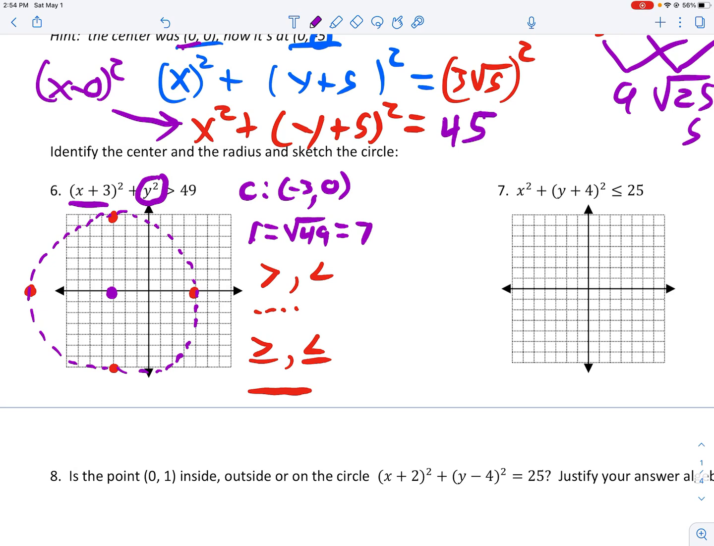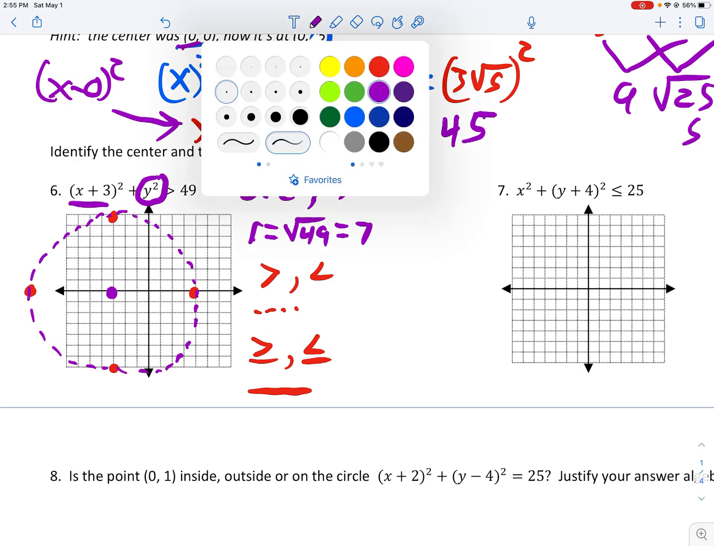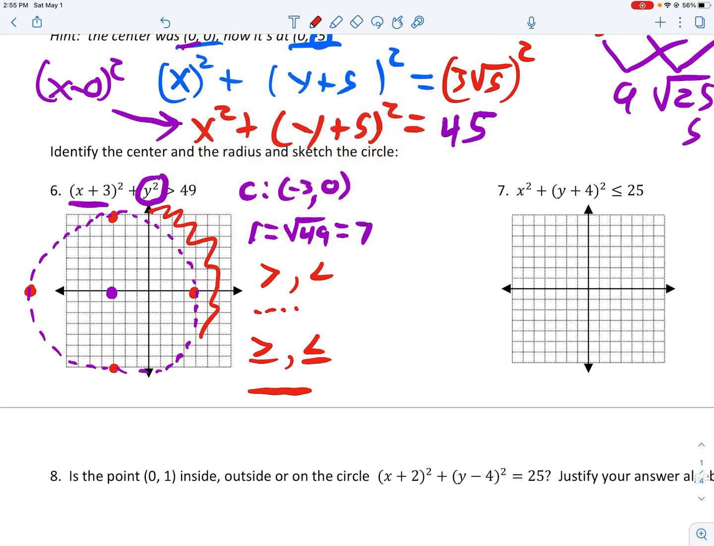And again, remember, with inequalities, we shade. So it says greater than 49. So it's greater than. So where are we going to shade? Are we shading outside or are we shading inside? Right? Since it's greater than, we would be shading outside. So we would shade out here.